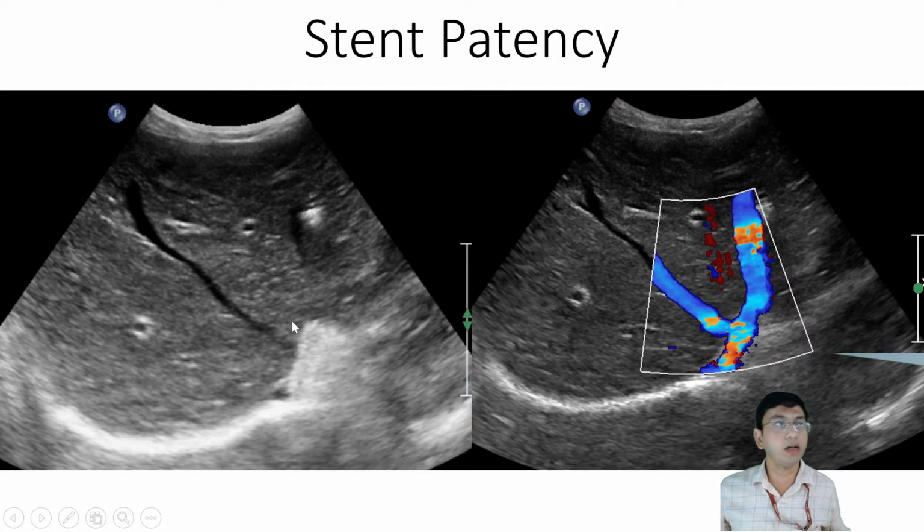We use ultrasound for follow-up of our patients after intervention. This is the echogenic stent seen on ultrasound, and we can see good blood flow within the stent, suggestive of a patent stent.